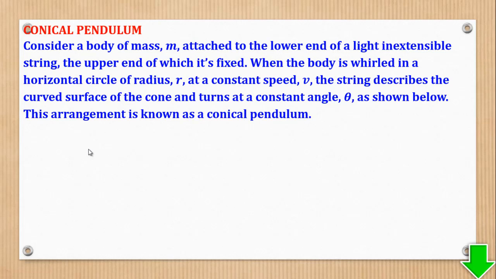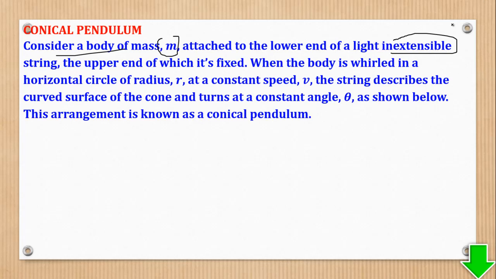Then a conical pendulum is also motion in a horizontal circle, but somehow funny. Conical comes from the word cone. So let's see how this one is. Consider a body of mass m attached to the lower end of a light inextensible string. Remember, now that we have already covered the topic of elasticity, it implies the string can either be inelastic or elastic. So always find out.